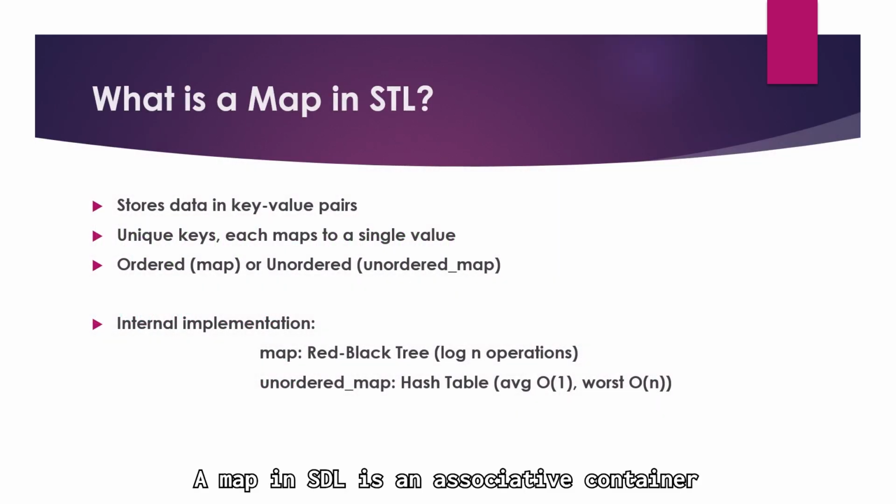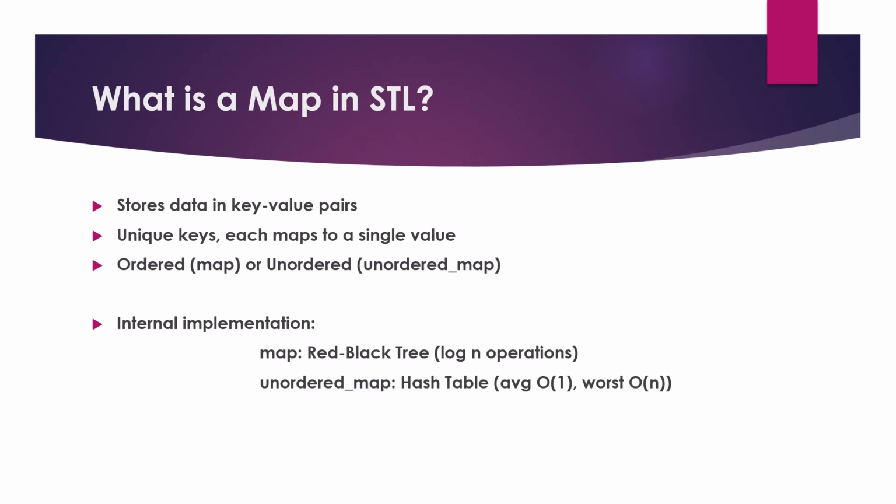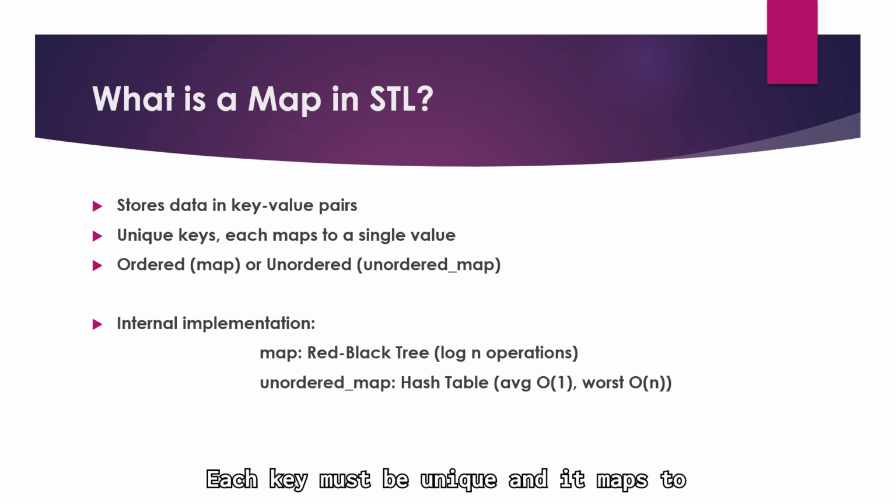A map in STL is an associative container that stores elements in key-value pairs. Each key must be unique and it maps to exactly one value. There are two main types: an ordered map, simply called map, which maintains its elements in sorted order by key; an unordered map, which uses hashing for fast lookups and does not maintain any specific order.